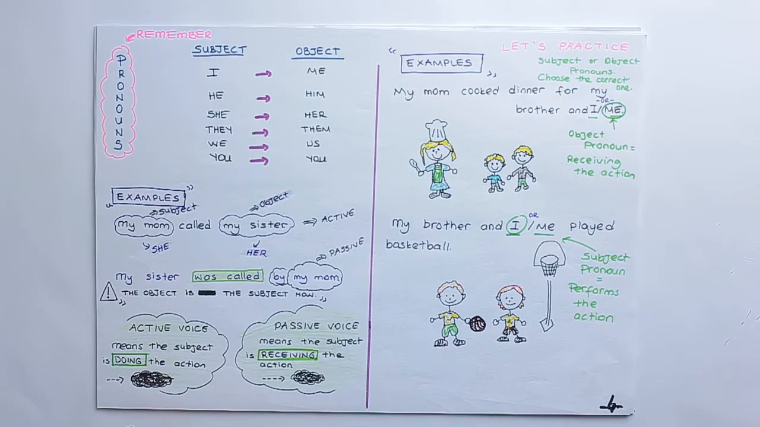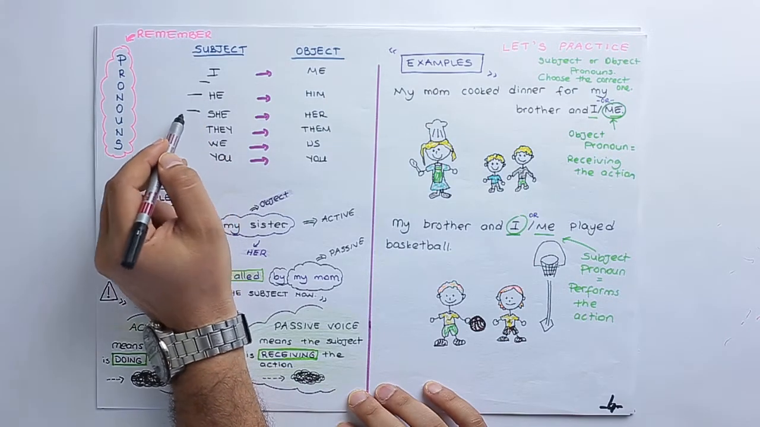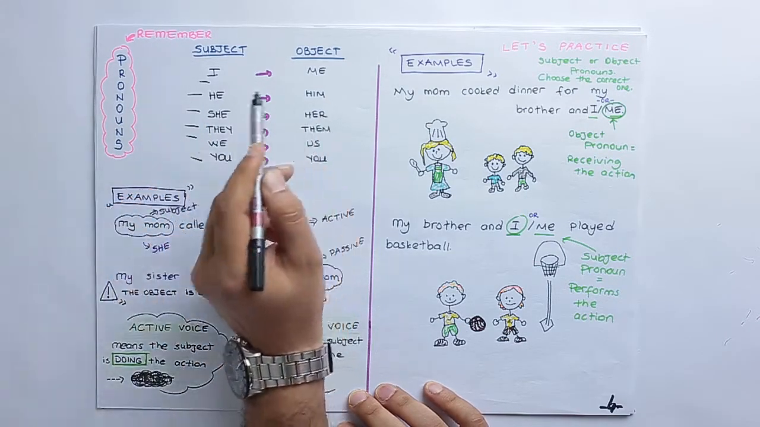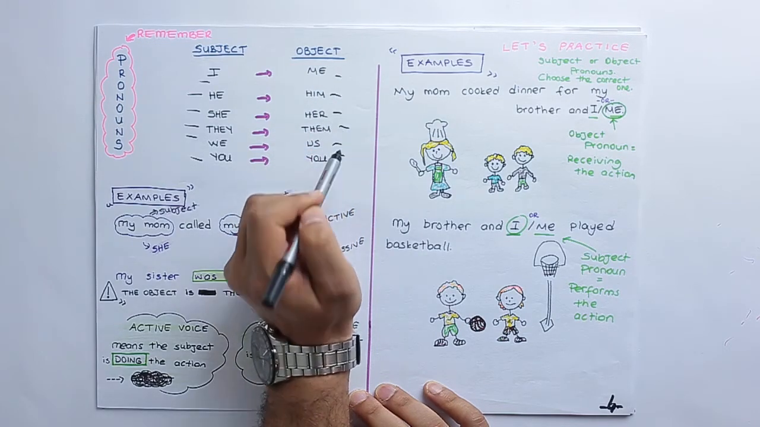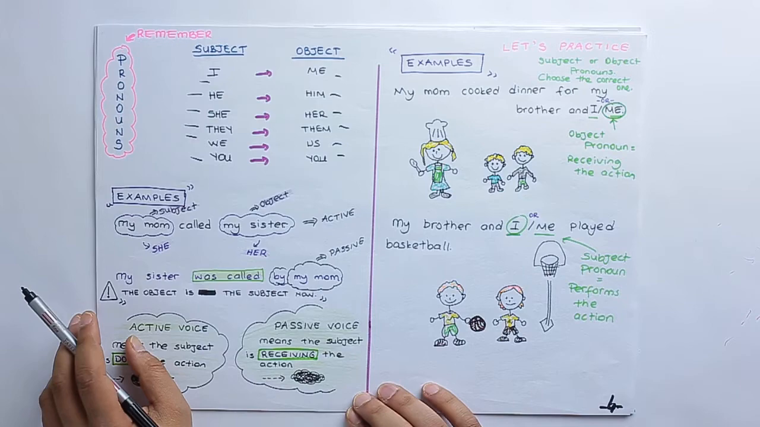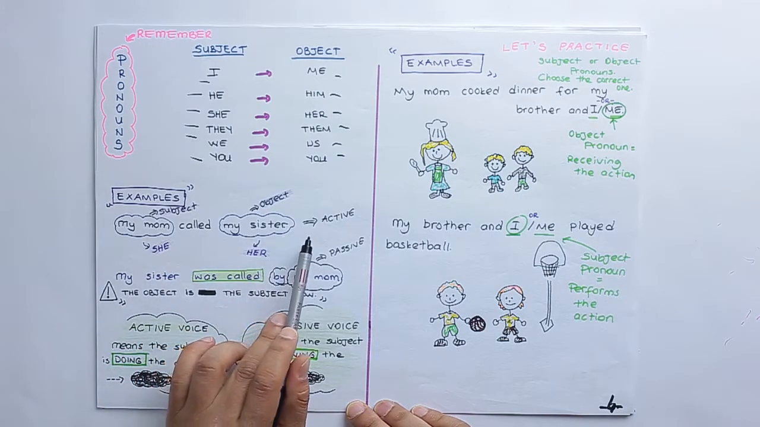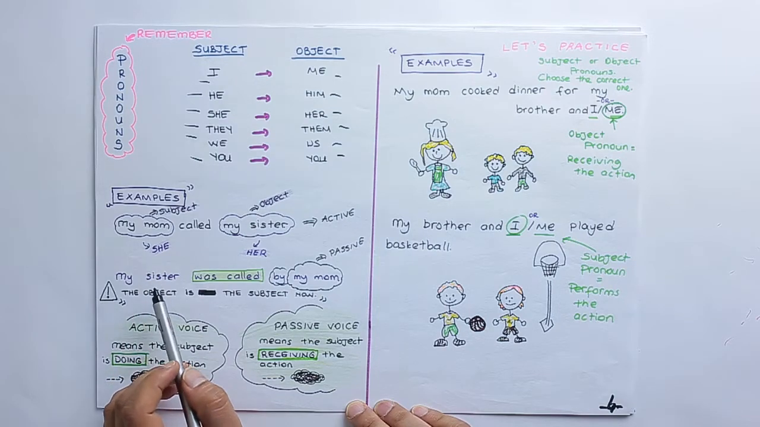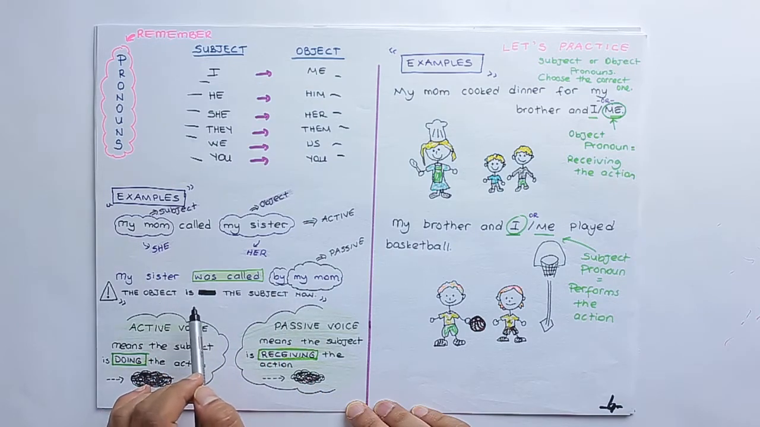Let's remember pronouns. You know our subject pronouns I, he, she, they, we, you, and also the object forms are me, him, her, them, us, you. These are the object pronouns in English. Example, my mom called my sister. This is an active sentence, but when you turn it into passive form, my sister was called by my mom. The object is the subject now.